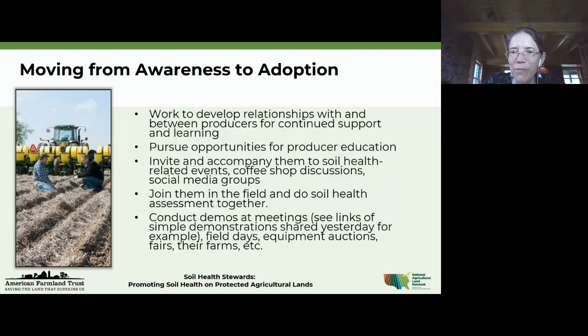It can be pretty tricky to move all the way from awareness to adoption. And so working in all these spaces, building the relationships, building opportunities for education, inviting and accompanying farmers to soil health related events and then having conversations with them about it, putting on those events. We've had a number of the participants in these workshops go through their soil health action plan and then start to actually put on soil health events and bring producers that they work with and others to those events, and having a lot of success getting people pretty excited about it. So it's great to see that kind of momentum building up.